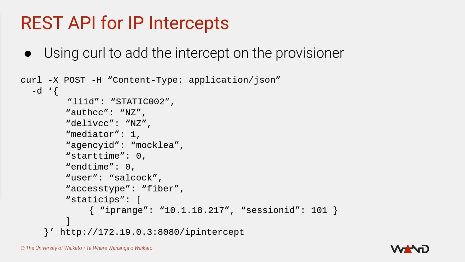As before, we can use curl to send the POST request for our static IP intercept to the provisioner. Based on everything we've done up until now, this curl command should make perfect sense to you and not require any further explanation.